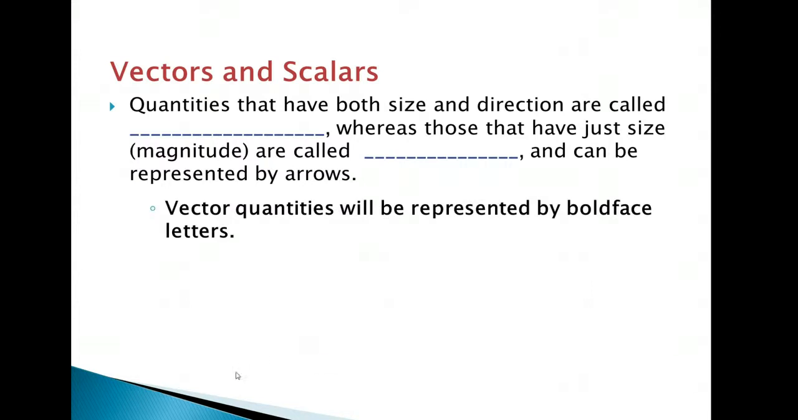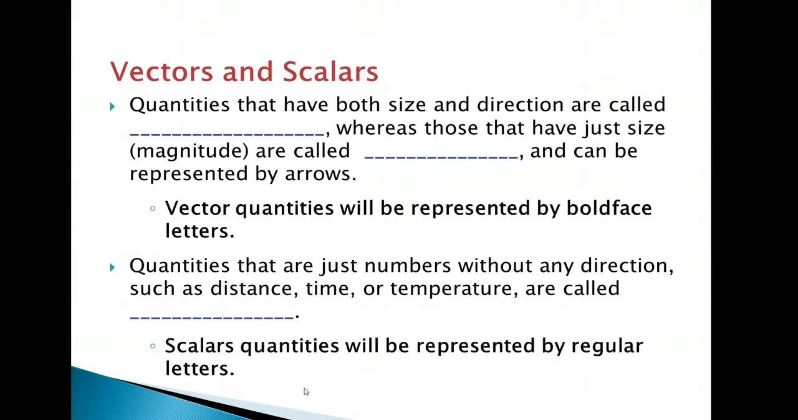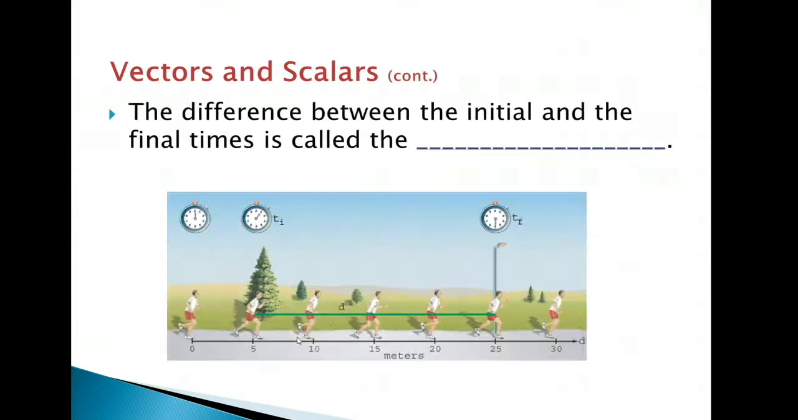Now, in our writings, anything boldface or any variable that has an arrow above it will be considered a vector, whereas normal letters, not boldfaced, with no arrow, will be considered scalars. And you can see that there.